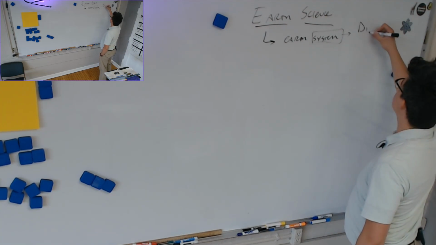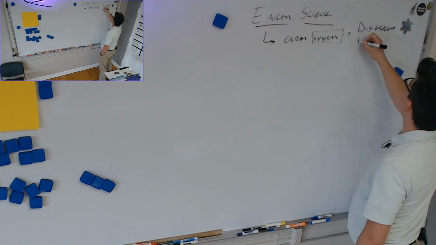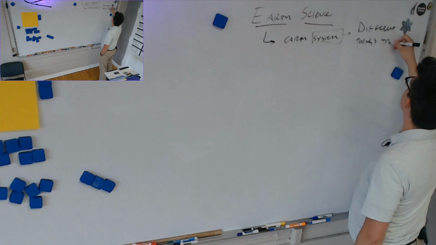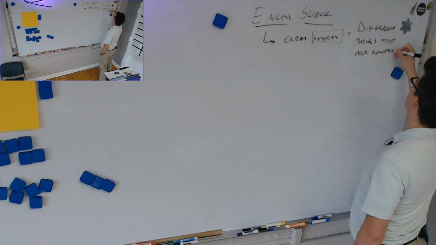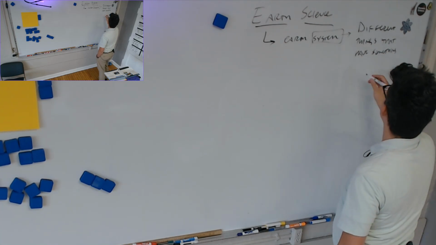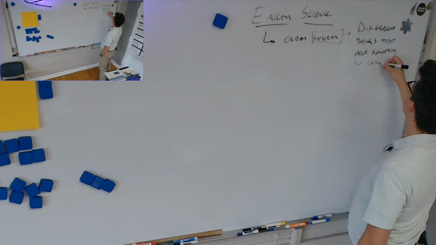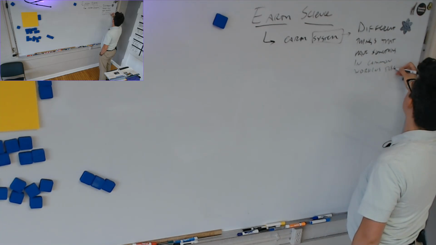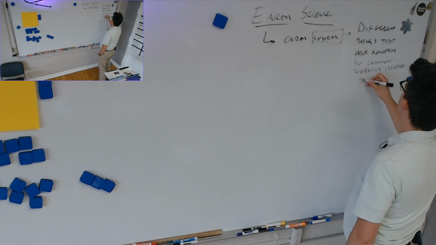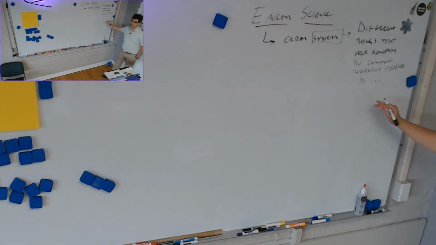Okay, yep. Let's start with that. Different things, she says, that have something in common. No, this is not mocking you. I think this is really good. Different things that have something in common, working together to... trail off. The rest of that doesn't matter. But it could be different things.